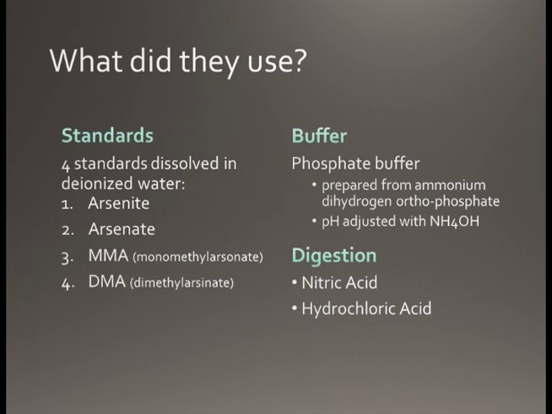So let's start with what did they use to complete this research. So they had standards. They used 4 standards, each dissolved in deionized water. And the first was arsenite, and then arsenate, MMA, and DMA. So they used 2 inorganic standards and 2 organic standards. They used a phosphate buffer prepared from ammonium dihydrogen orthophosphate, and they adjusted the pH with ammonium hydroxide.